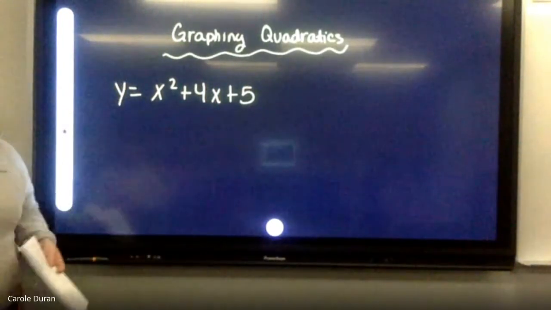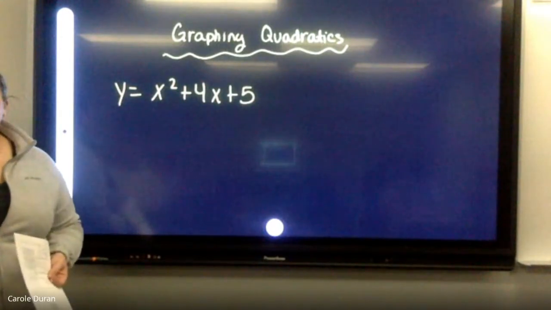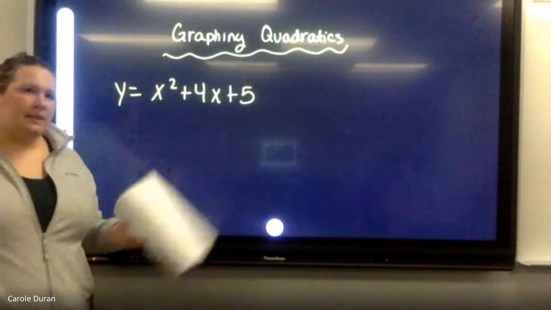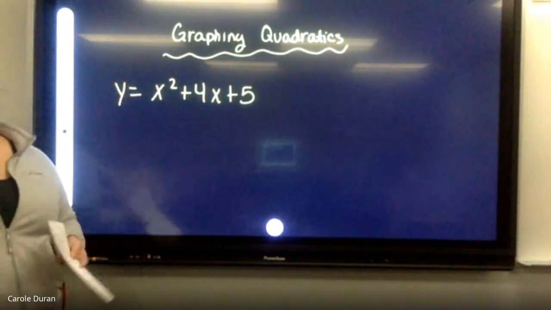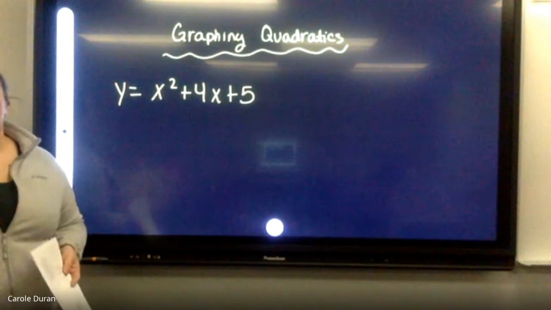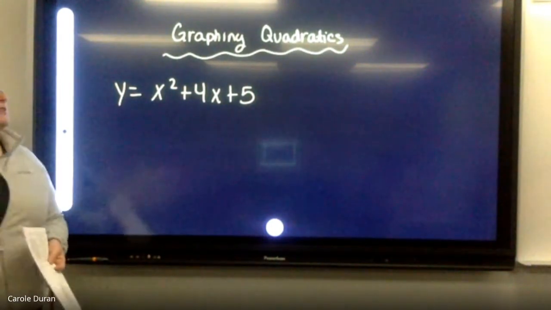Okay, since this is a 2-day lesson, we're just going to go ahead and do a couple examples today, let you work on your homework, and we'll finish out the examples tomorrow. It is not a difficult concept. It just sometimes takes a little bit of time. So the example that we're starting with is y equals x squared plus 4x plus 5.